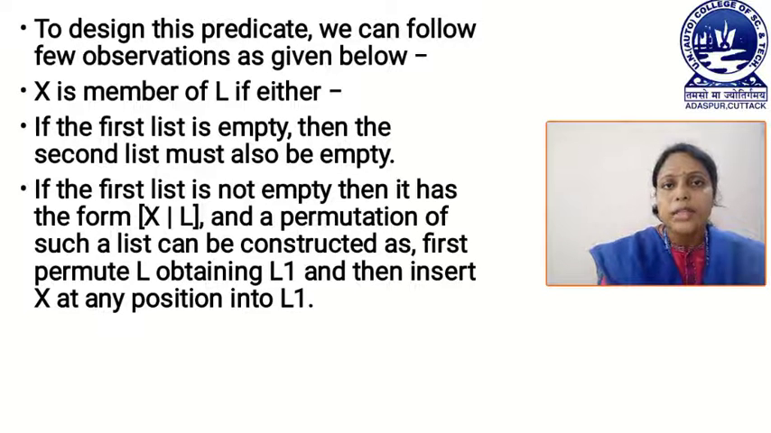Then next, if the first list is non-empty, that means the first list contains some elements, then it has the form X|L. Here X is the head, L is the tail. And a permutation of such a list can be constructed. First we permute the tail, that is L. Then after permuting the tail L, we obtain the L1. Then after that we insert the head X at any position of L1. This is our final permutation list.